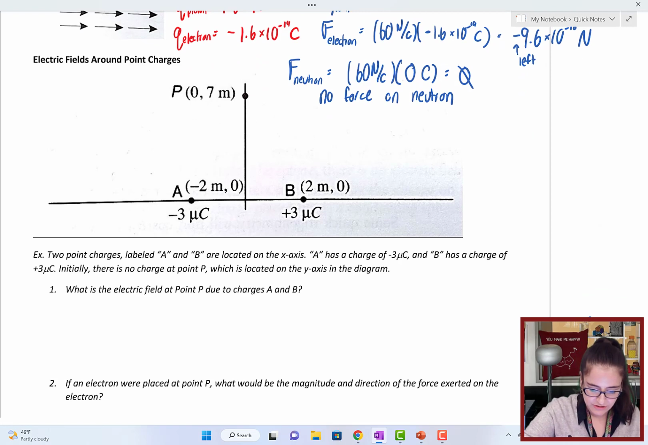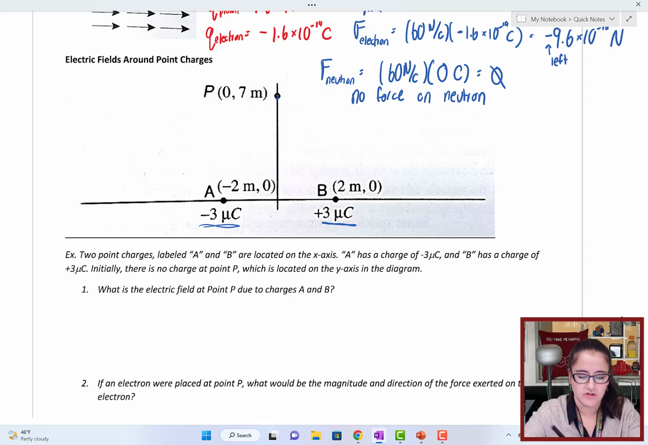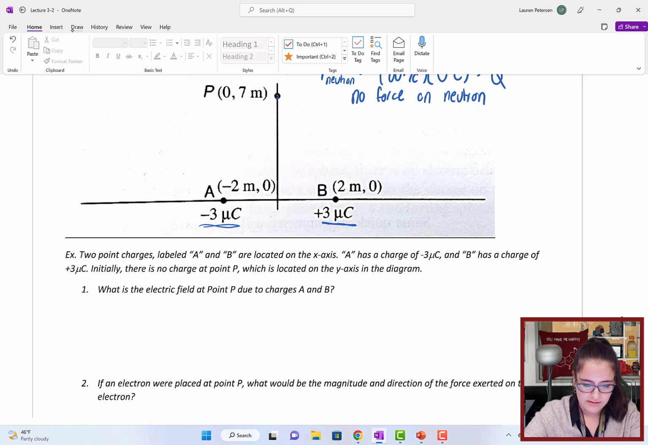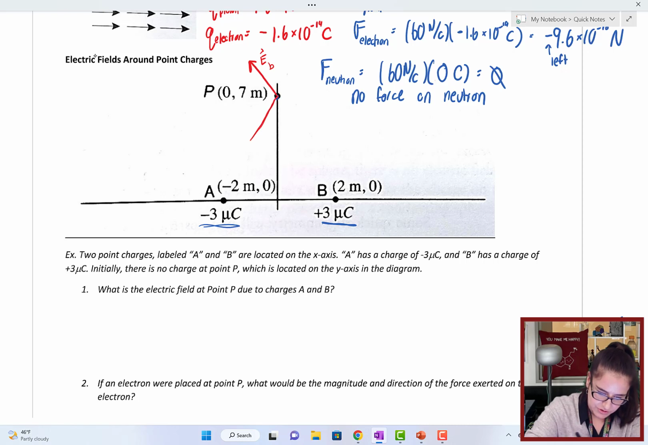So it has an electric field contributed from this charge and this charge. Remember, the electric field is in the direction that a positive test charge would feel a force. So let's go ahead and draw in those forces. A positive test charge would be repelled from point B, so there's the electric field due to B in that direction, while it would be attracted to that one. So here we have the electric field due to A.